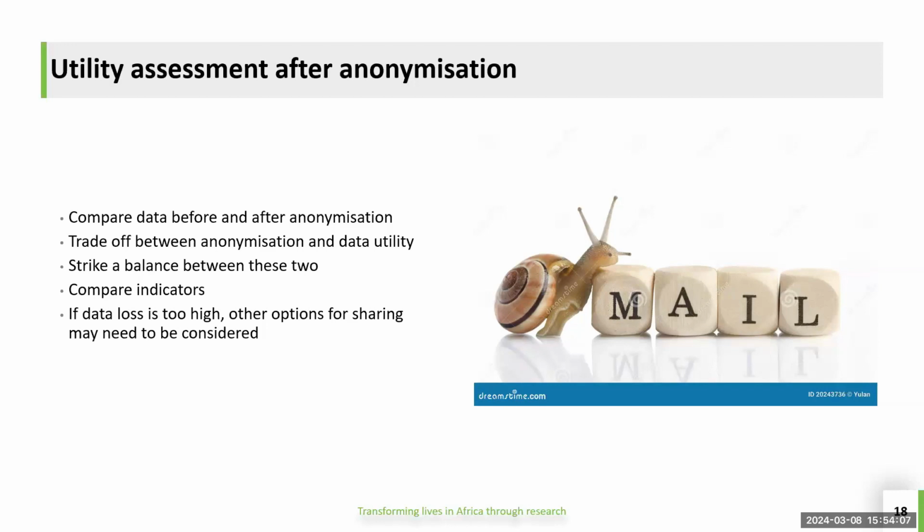Compare the indicators. How are they looking? Are they vastly different between before and after? If data loss is too high, other options for sharing need to be considered. So if you are anonymizing with the aim of making your data publicly available, but you find that the data loss is too high, consider other options, maybe restricted access so that the utility of the data is preserved.